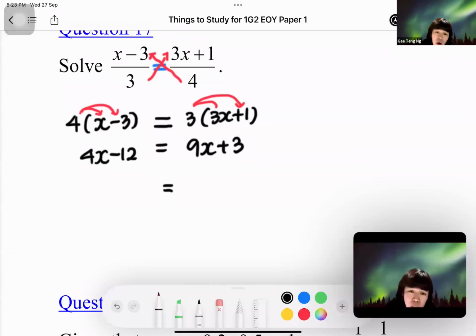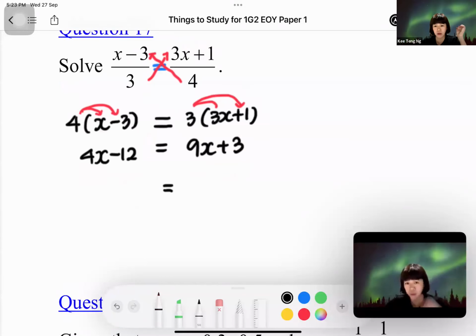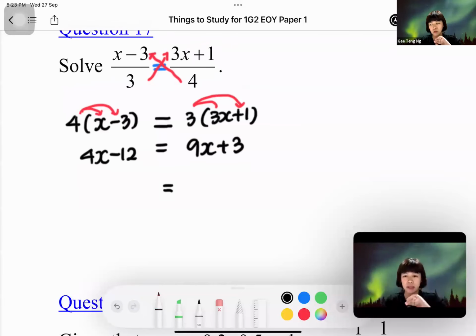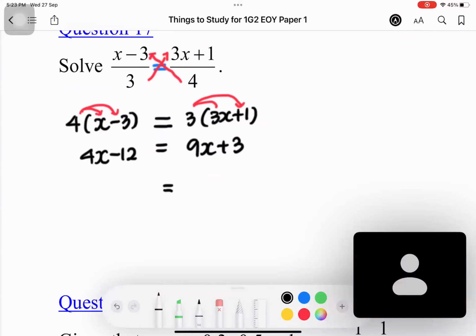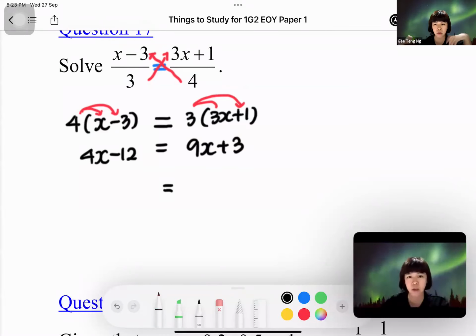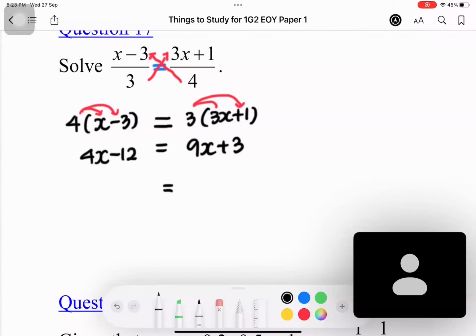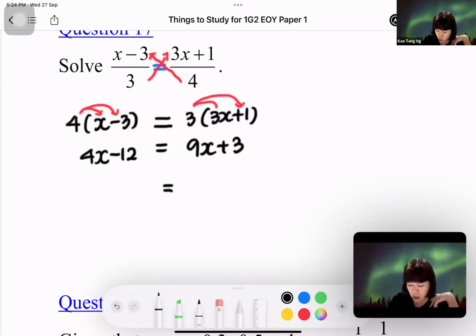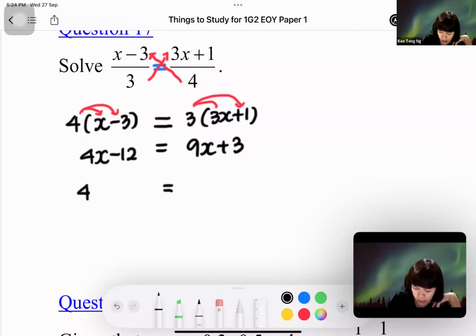Where do you want to put all the x? You want to put all the x on the left-hand side or you want to migrate all the x to the right-hand side? You choose. Let me ask Ariane. Ariane, you want all the x to be on the left or you want all the x to be on the right? You can choose. Left. Okay, left. So I keep all my x on my left.